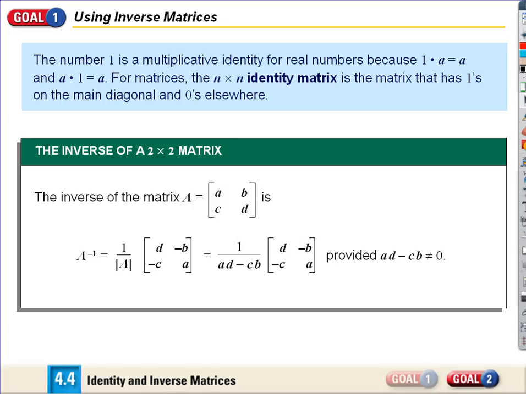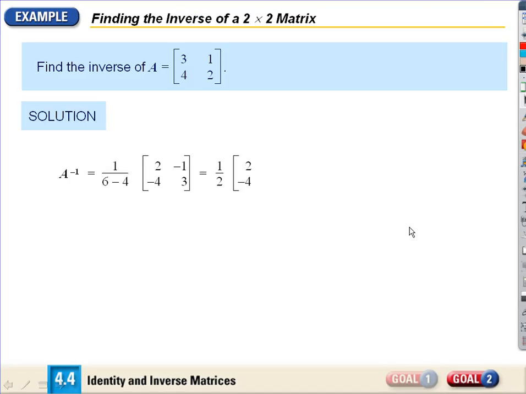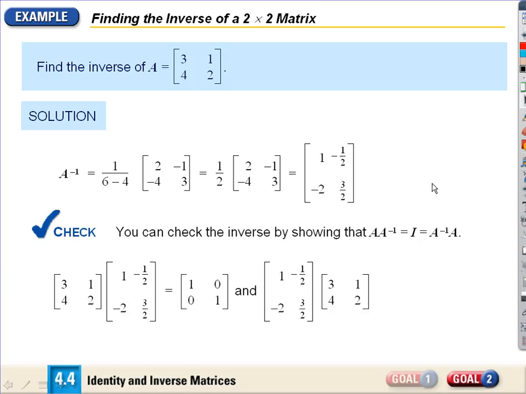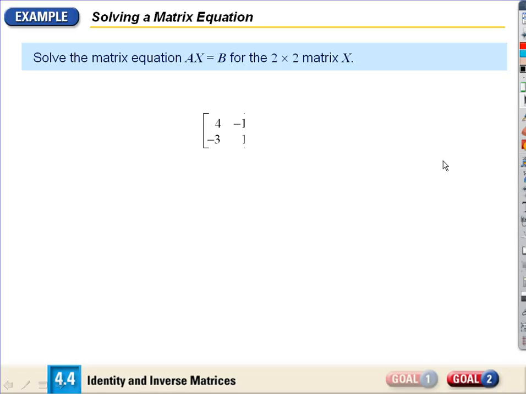Okay. Applications of this. What's this for? Here's what it's for. Okay? Things like this. What if I want to solve a matrix equation? Let's say I've got matrix A times X, the unknown matrix X, equals matrix B. And I want to solve for X.